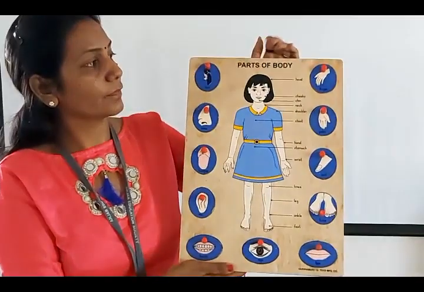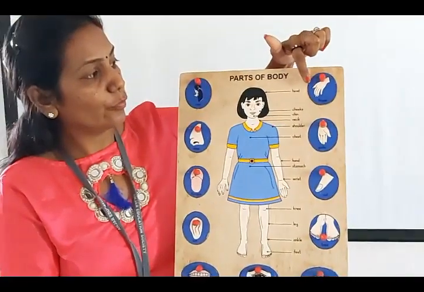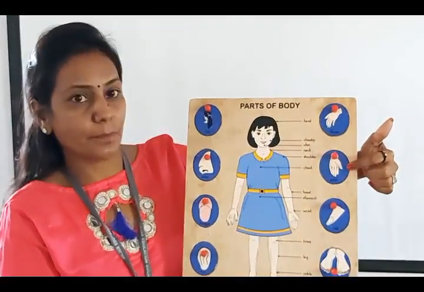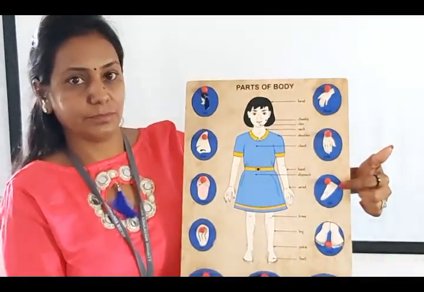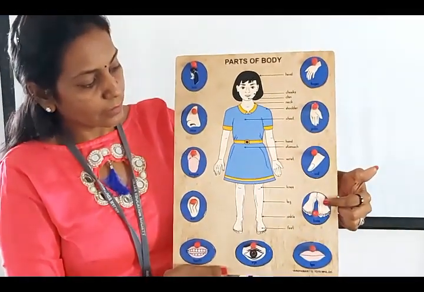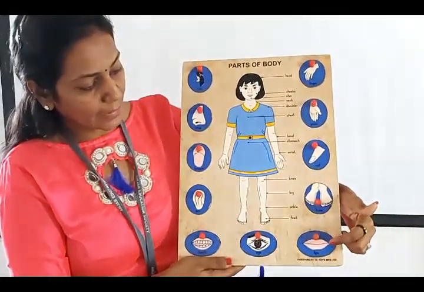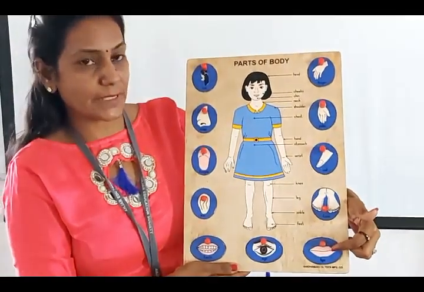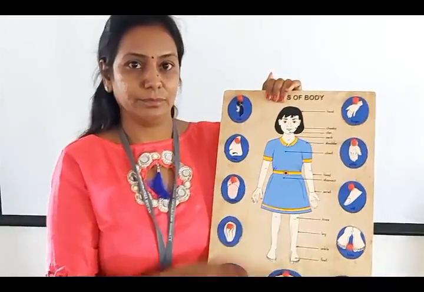And this side, fingers. Palm. Nail. Toes. And last is lips. Okay friends, this is our whole.